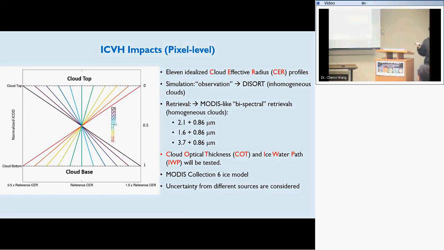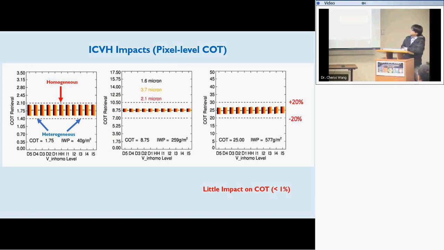Anyway, we can sort the whole class into different subgroups, capture the CER variability, and put them into a reduced transfer model and simulate the satellite observation. And then we can conduct MODIS-like retrievals using spatial computing and see how the retrieved cloud properties like COT and IWP are. Here is exactly the same MODIS collection 6 ice cloud model, and we consider different kinds of uncertainties in our retrieval. So that's the COT retrieval first.